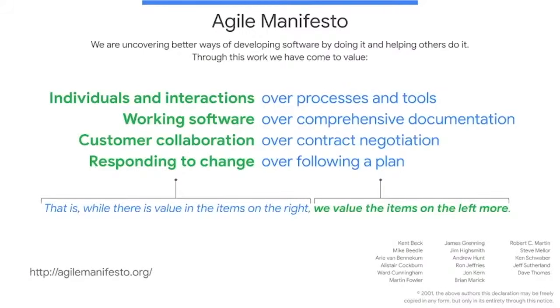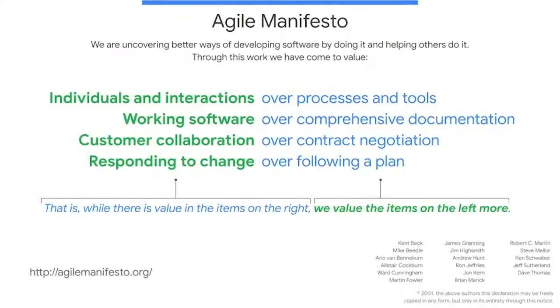Let's check it out. The Manifesto for Agile Software Development states, "We are uncovering better ways of developing software by doing it and helping others do it. Through this work, we have come to value individuals and interactions over processes and tools, working software over comprehensive documentation, customer collaboration over contract negotiation, responding to change over following a plan. That is, while there is value in the items on the right, we value the items on the left more." There you have it, the Agile Manifesto and the four values of Agile. It's a short list, but it packs a punch.